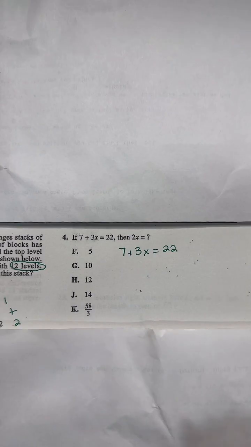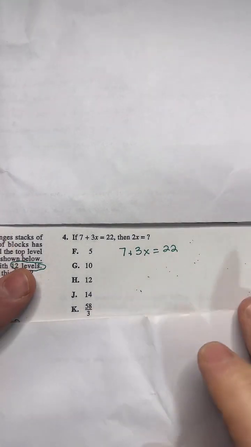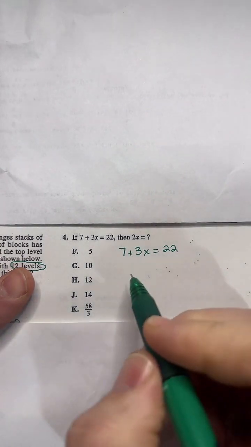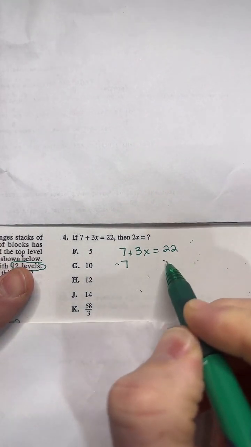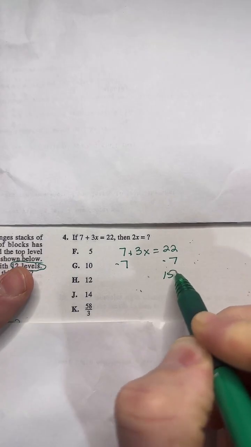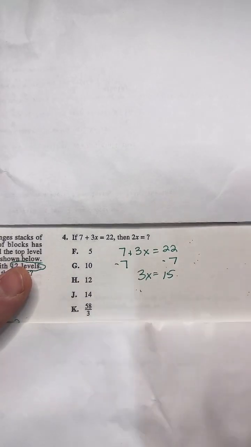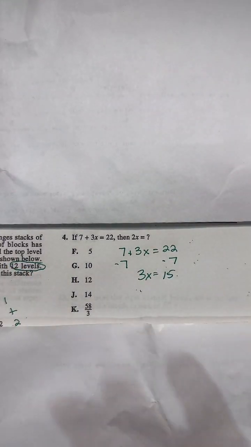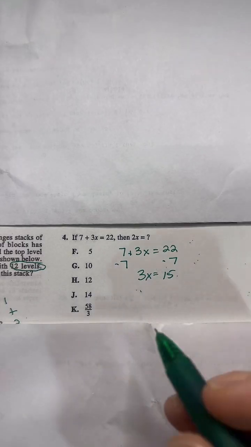So if you're following along with this, we're going to have to do some inverse operations here. All right, so we're going to subtract that 7. So we get 15 equals 3x. I'll give you about 10 seconds to try to figure out what you want to do here. Okay, what is x?